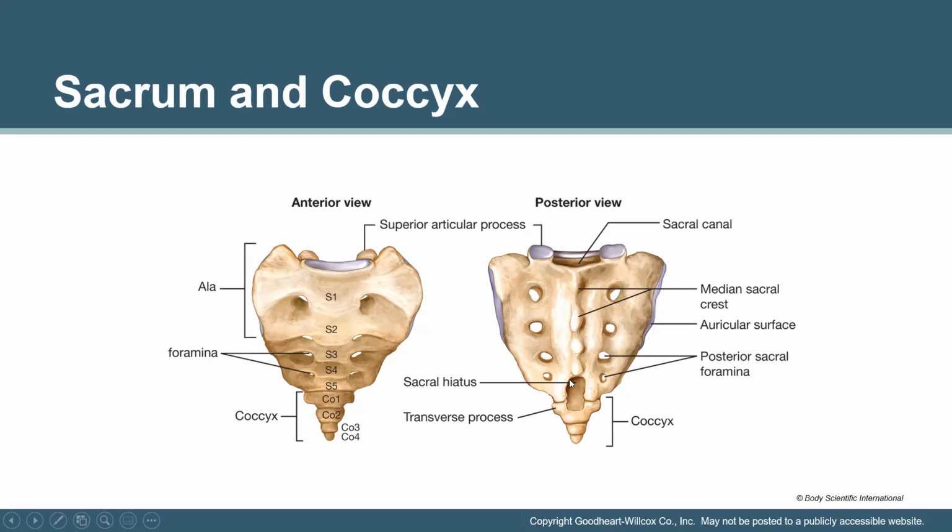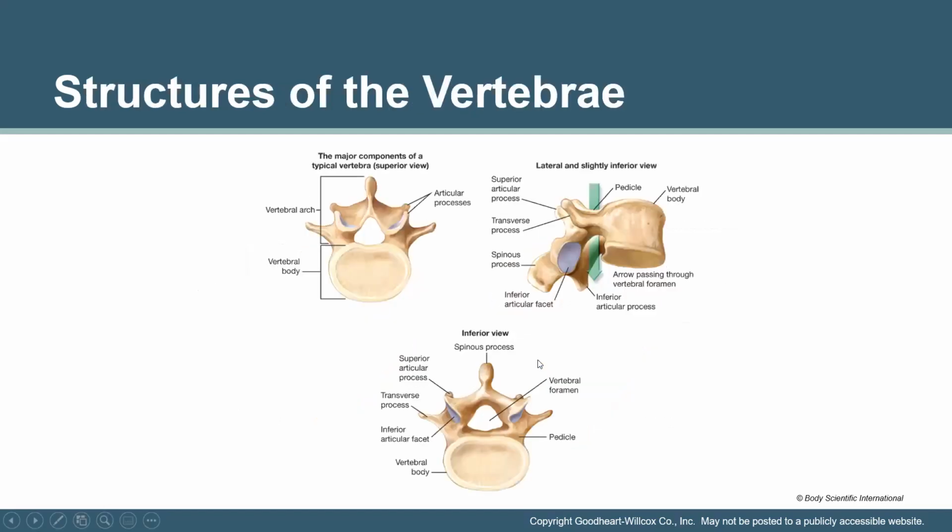From the posterior view, we see this ridge, kind of looks like dinosaur bones, if you ask me. Okay, it's called the median sacral crest. Again, I mentioned the foramina when we're looking at it from the posterior view. These holes will be called the posterior sacral foramina. Okay, this is the picture I was waiting to look at.